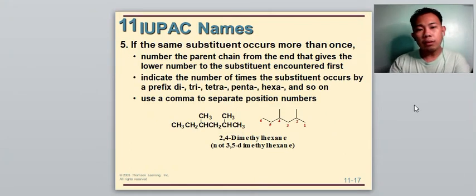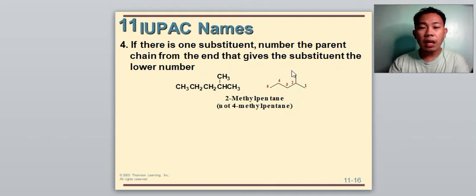How about if the same substituent occurs more than once? That means it occurs twice. First, you need to number the parent chain from the end that gives the lower number to the substituent encountered first. So again, the same as with our previous slide. Of course, we assign the lower number if the substituent is near this portion.